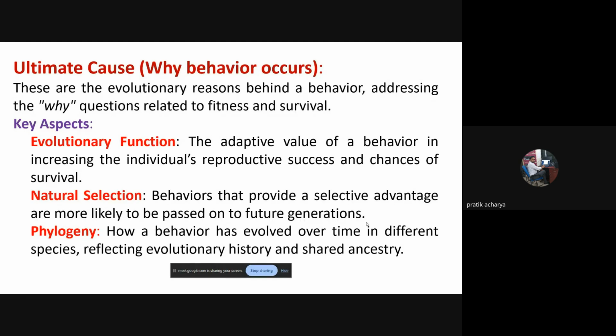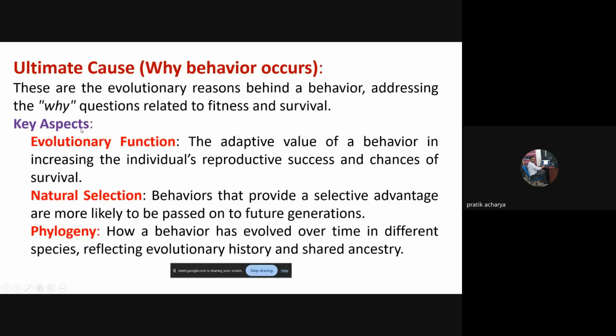Okay. So first of all, we'll discuss the ultimate cause, that is, why behavior occurs. So these are the ultimate cause of behavior, the evolutionary reason behind the behavior. Already we have discussed the ultimate cause. The first and second question explain what? The ultimate cause of behavior. That addresses why. Okay. And this why relates to what? It relates to 2 things. One is fitness and another is survival. So this fitness and survival is actually the answer. Why there is behavior, why there is evolution of behavior: for fitness and survival.